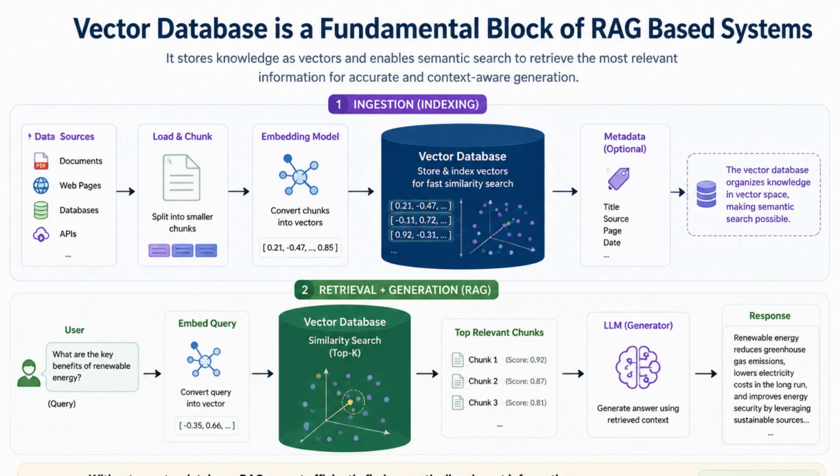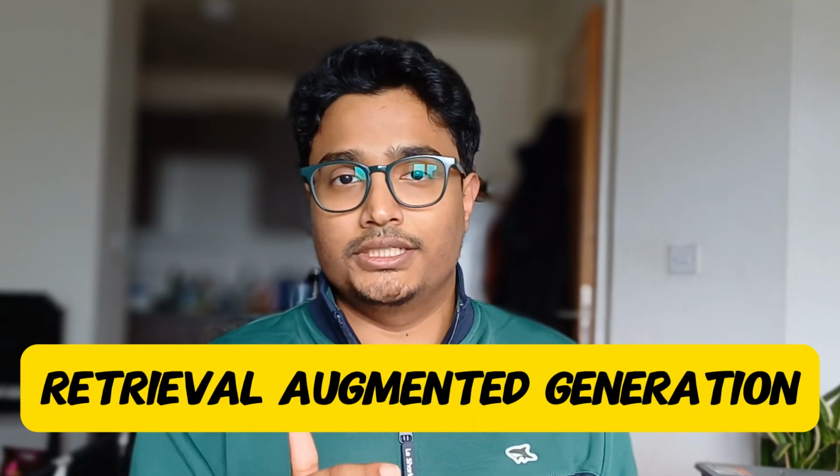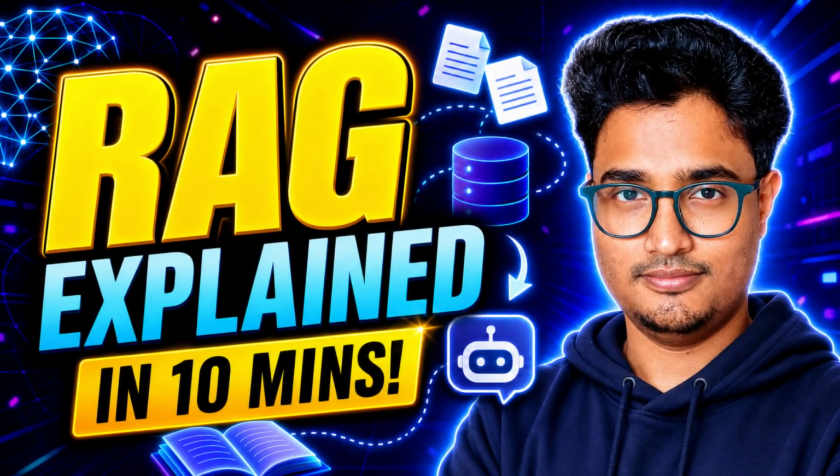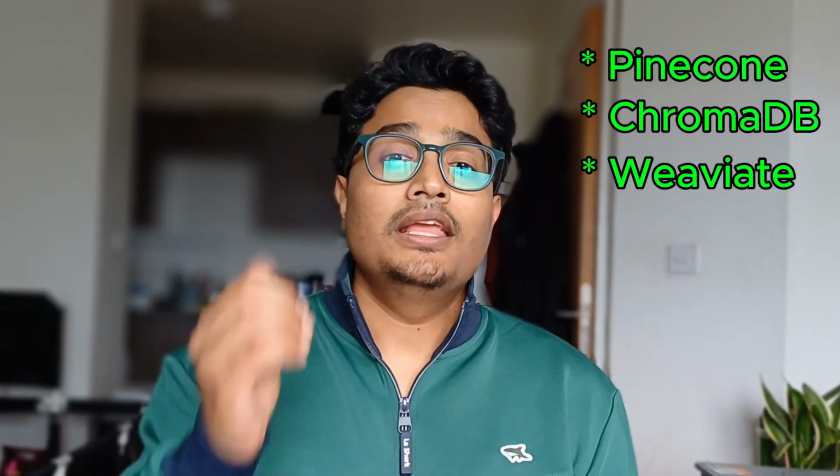Vector databases are also a fundamental block in RAG-based applications. RAG stands for Retrieval Augmented Generation. I have made a detailed video on my YouTube channel about RAG and its architecture. I have given the link in the description. Vector databases are also used in fraud detection, where they detect anomalies based on vector similarity search. Popular vector DBs are Pinecone, ChromaDB, Weaviate, etc. But if you want to do some hands-on, I would recommend ChromaDB.